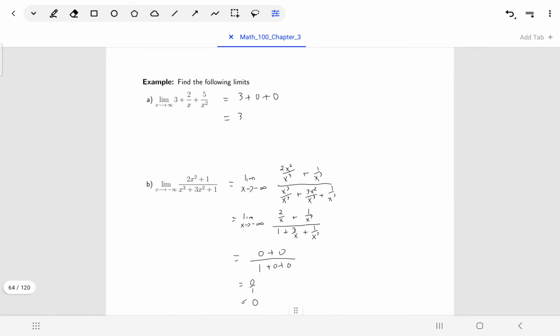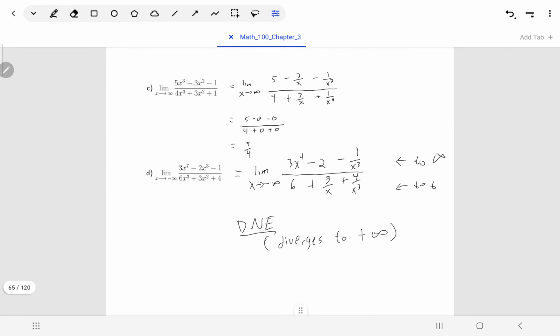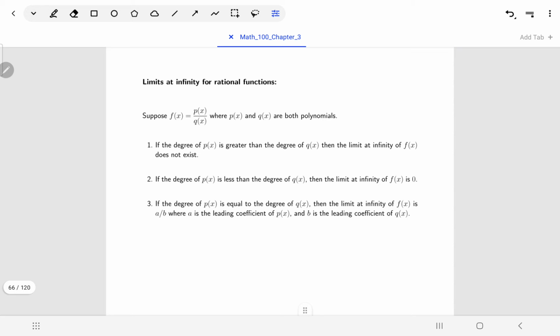When we saw an example where the denominator had the larger degree, then the limit as x approached negative infinity or positive infinity would be 0. When the top had the larger degree, there was no limit. The limit did not exist. We diverged to, in this case, positive infinity, but we could diverge to negative infinity instead. And for that one special case where the degree of the top and the bottom were the same, our limit at infinity was just the leading coefficient for the top divided by the leading coefficient for the bottom.